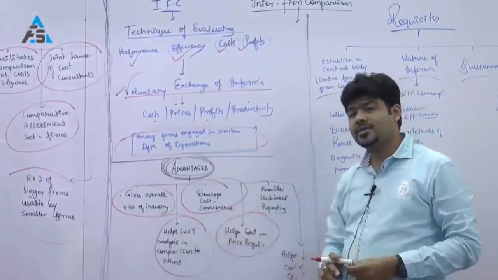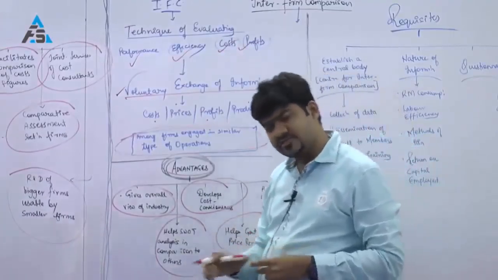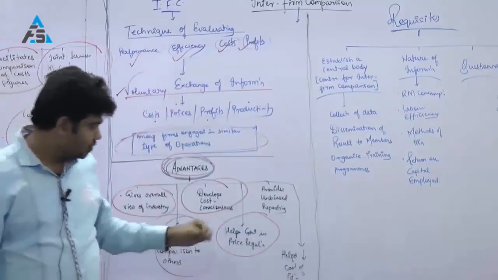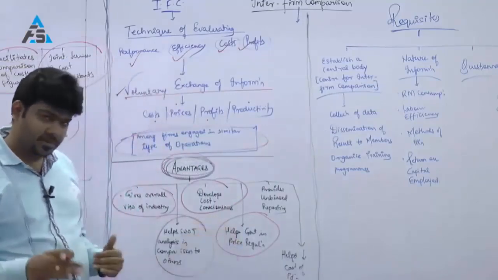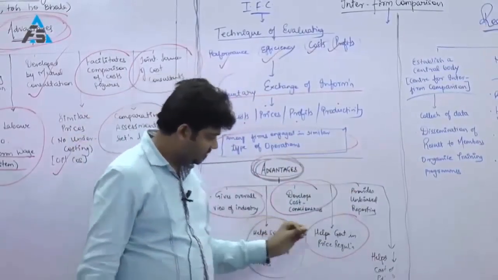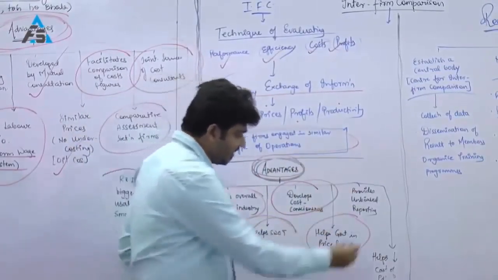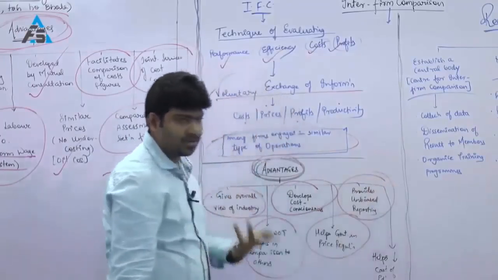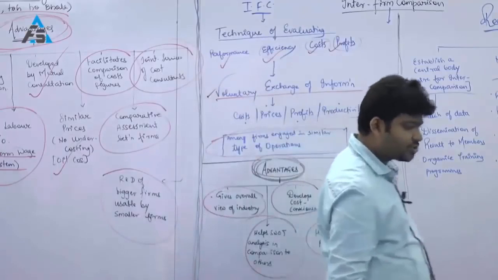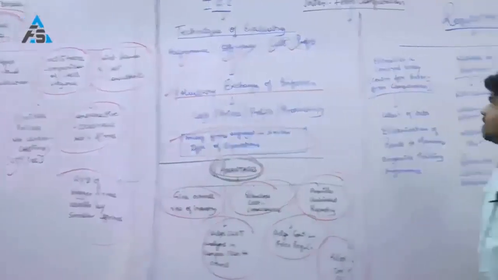Else, government in price regulation. Now, there are industries which are regulated in terms of pricing by the government. So there, if there is an inter-firm comparison, they know that okay, all firms probably use a similar method of costing, then it helps in price regulation. It provides unbiased reporting. I will come to know where I stand, the others will come to know where they stand, and it helps in reduction of cost by inter-firm comparison.